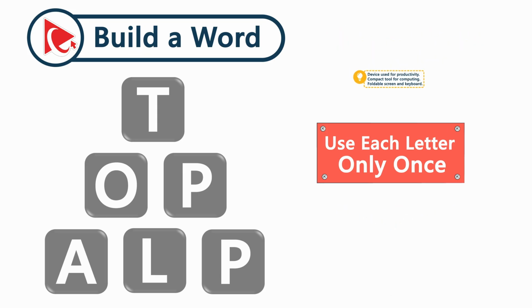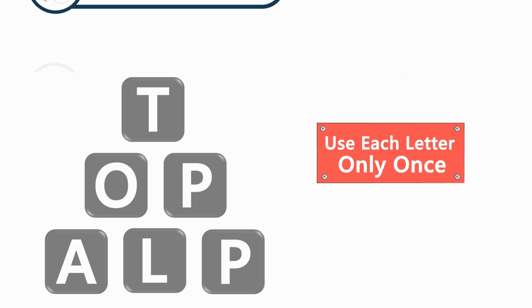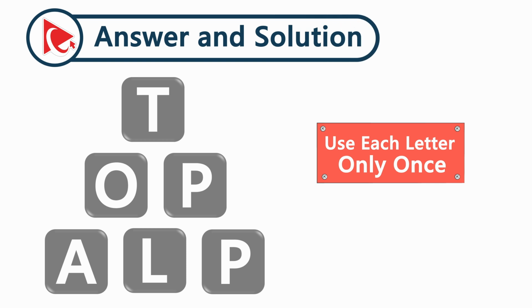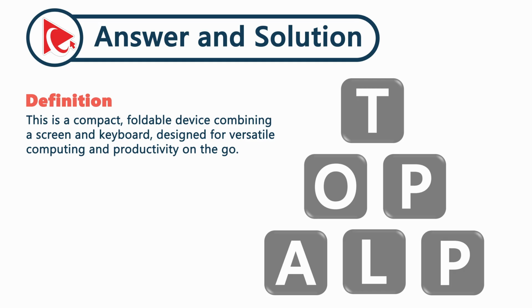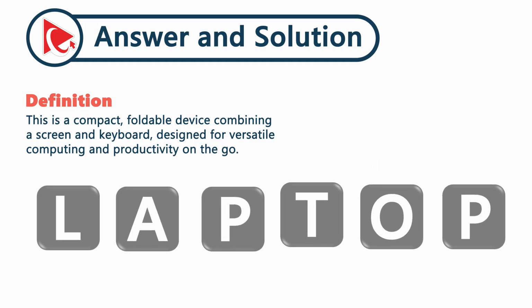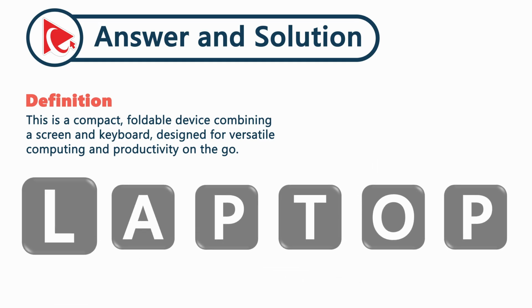Time's up. Do you have your answer ready? I hope so, because you would be amazed how simple the answer actually is. In fact, what is a compact, foldable device combining a screen and a keyboard designed for versatile computing and productivity on the go? The answer is laptop. Let me spell it for you. L-A-P-T-O-P.